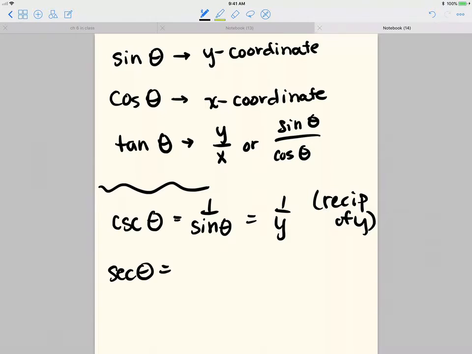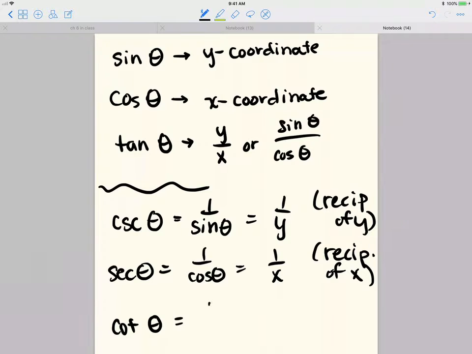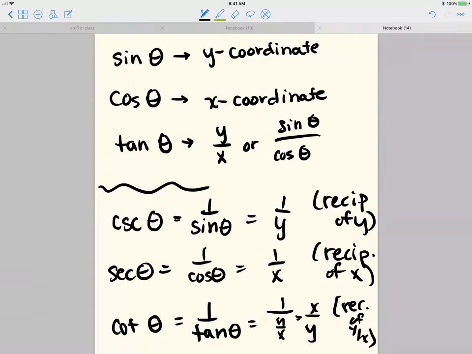Secant of an angle is 1 over cosine. So that's 1 over the x coordinate. So for secant, we're just doing a reciprocal of the x coordinate. And our last one, cotangent, is 1 over tangent of the angle. So that's going to flip and put 1 over y over x, which flips to x over y. And so it's the reciprocal of the y over x ratio that we had for tangent.